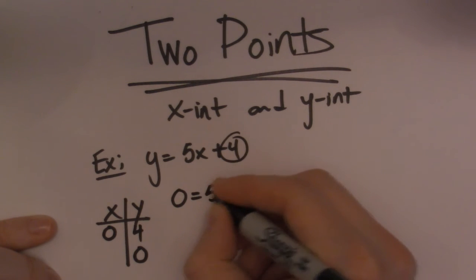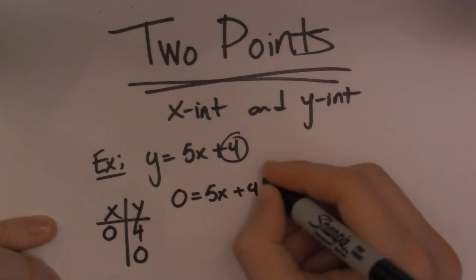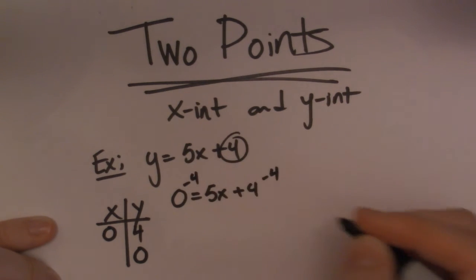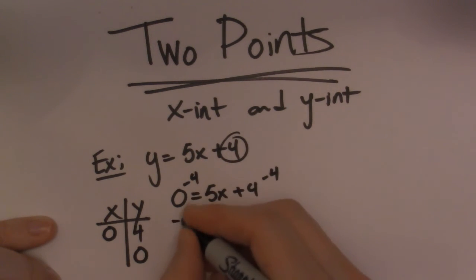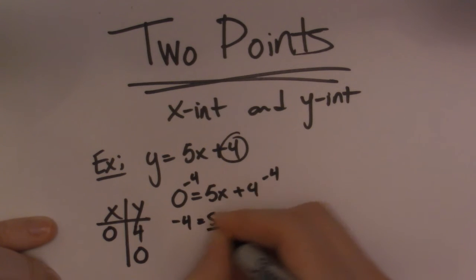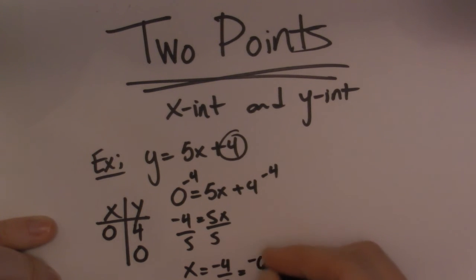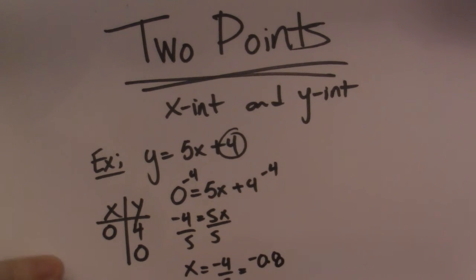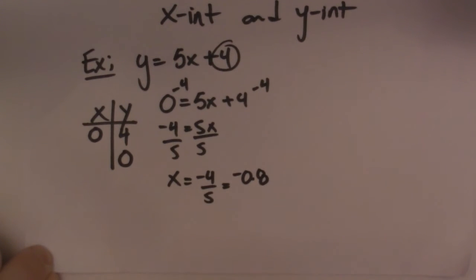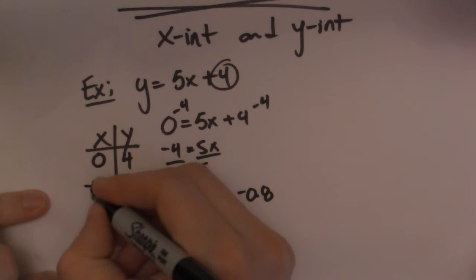The x-intercept requires a little more work. 0 is equal to 5x plus 4. Subtract 4 from both sides. Then I've got negative 4 is equal to 5x. Divide both sides by 5. Then I get x is equal to negative 4 over 5, which is negative 0.8. So there's my x-intercept and my y-intercept.